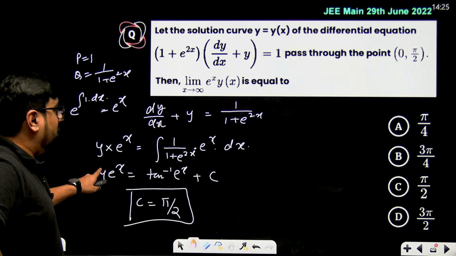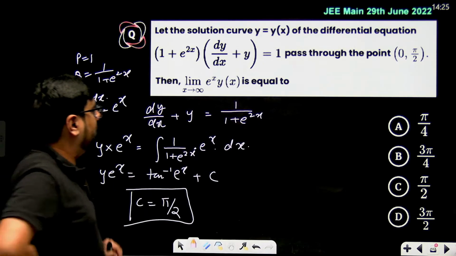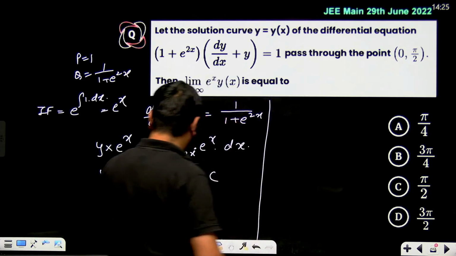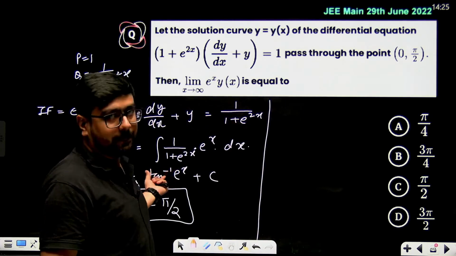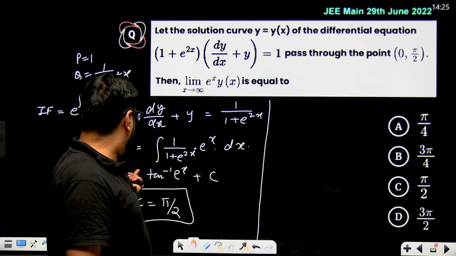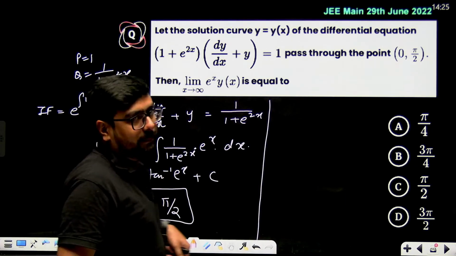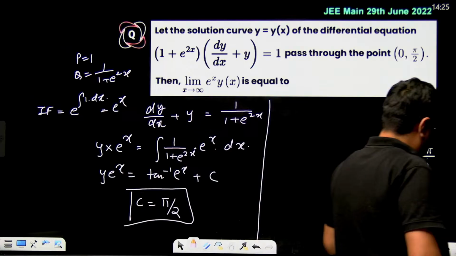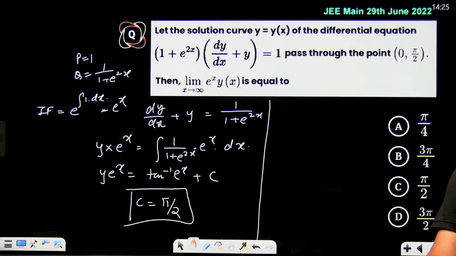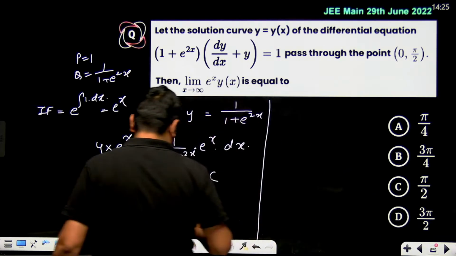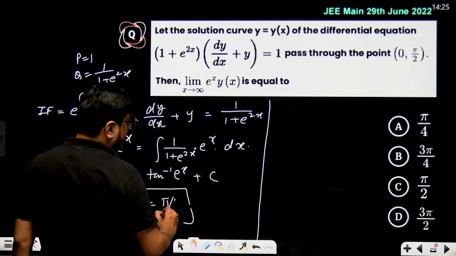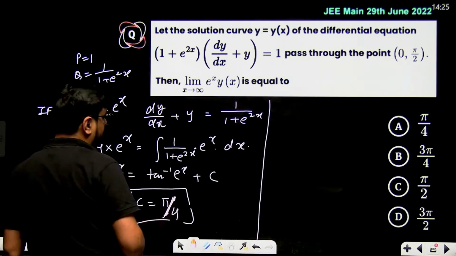This will become pi by 2, y is pi by 2. I hope you'll get it. Just try once on your own. Tan inverse 1 will become pi by 4, and pi by 2 minus pi by 4 will become... Correct. So c is pi by 2, sorry, pi by 2 minus pi by 4. Pi by 4 it will be. Yes, pi by 4.